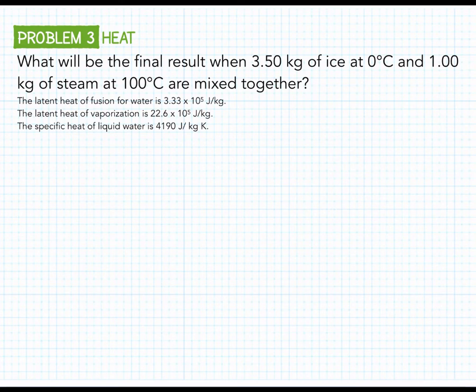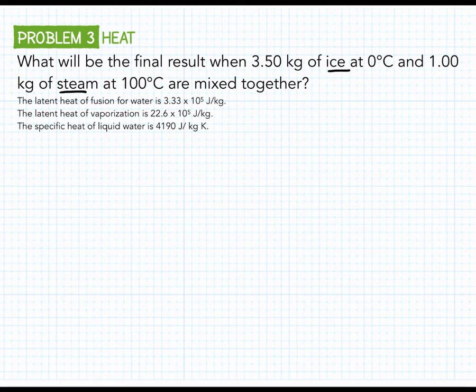Okay guys, so this is a calorimetry problem, meaning that instead of having one system that we're calculating the heat in or out, we're calculating two different systems. And what are our two different systems in this case? Well, they're going to be ice and steam.